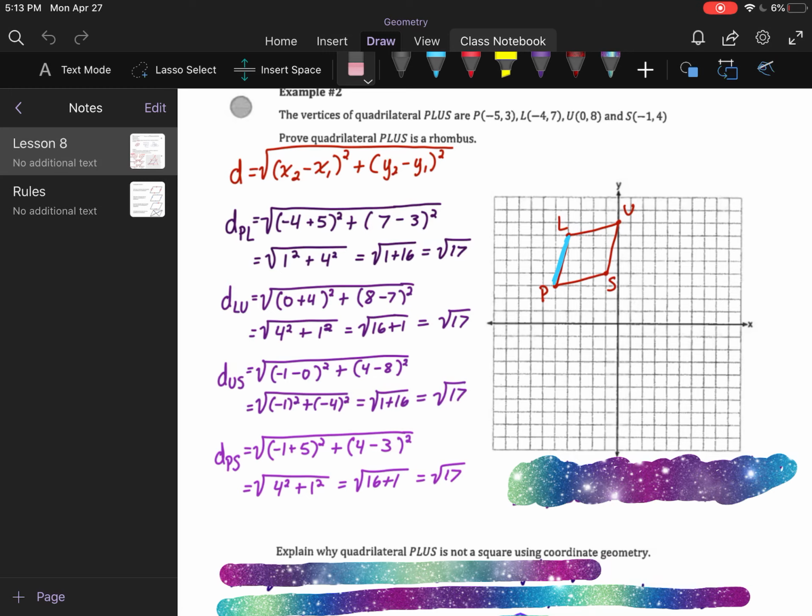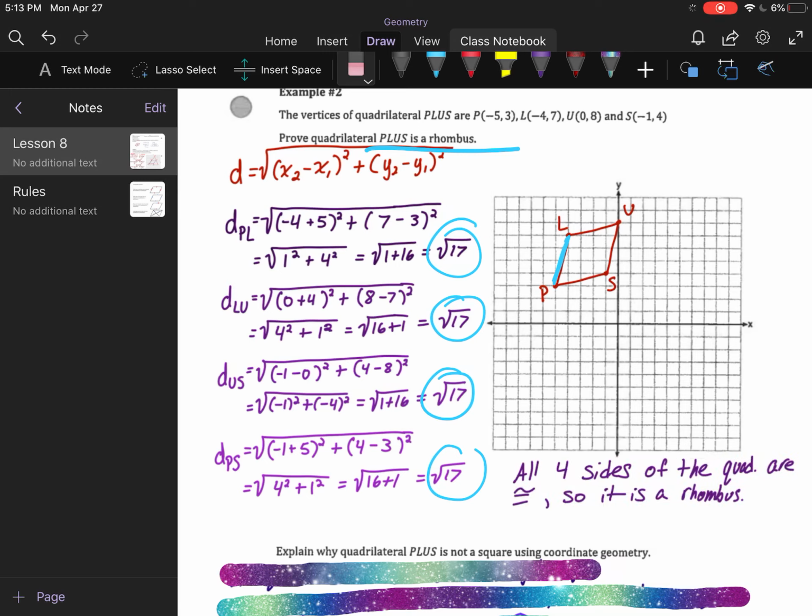Okay, so there's the rest, and as you can see, you should get the same number for all 4 sides. Because we're proving that it's a rhombus, that means it is a rhombus, and we're just showing why it actually is. And to finish off the proof, we have to write a sentence explaining why we use the distance formula and what it's telling us. So we know that all 4 sides of this quadrilateral are congruent because they're all the square root of 17. So that means it has to be a rhombus because a rhombus has 4 equal sides.